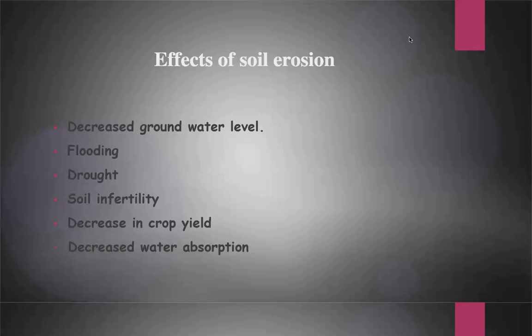The last effect of soil erosion is going to be decreased water absorption. Again, this is related to the first point, where the water absorbed into the land is very little because, of course, there is no soil and not many plants growing, and that will again result in groundwater level depletion. So these are the effects of soil erosion.